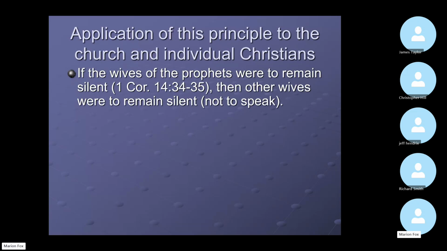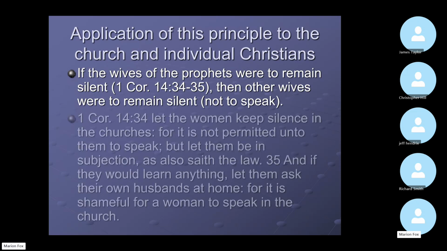If the wives of the prophets were to remain silent, 1 Corinthians 14:34 through 35, and the remaining silent is to be a speaker, we have to get into the meaning of the passage, the present tense infinitive in the context of 1 Corinthians 14. Then other wives will remain silent, not to speak. So if the wives of the prophets are not to speak, then other wives were not to speak as well. I want to give you my argument for it and how this works.